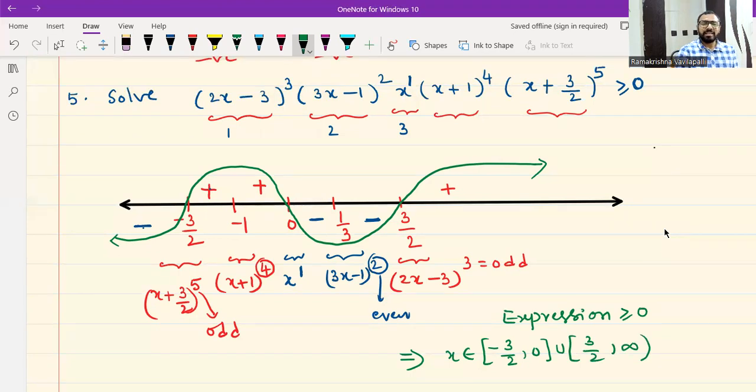Remember, here we want that the expression is greater than or equal to 0. So the expression is 0 at minus 3 by 2, minus 1, 0, 1 by 3, 3 by 2. But 1 by 3 is missing, so you have to take the union of the set of 1 by 3. Till now, I have discussed the examples in which there is no denominator. I'll explain that example also.